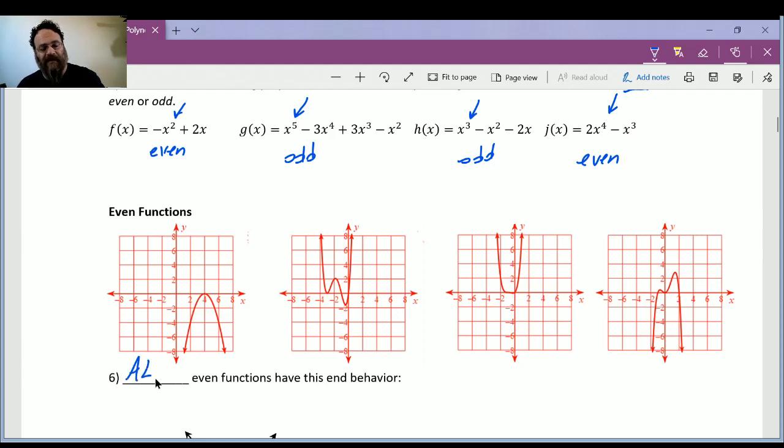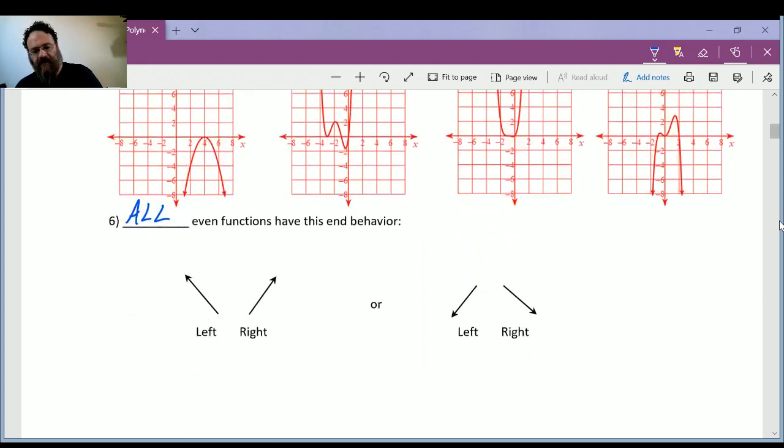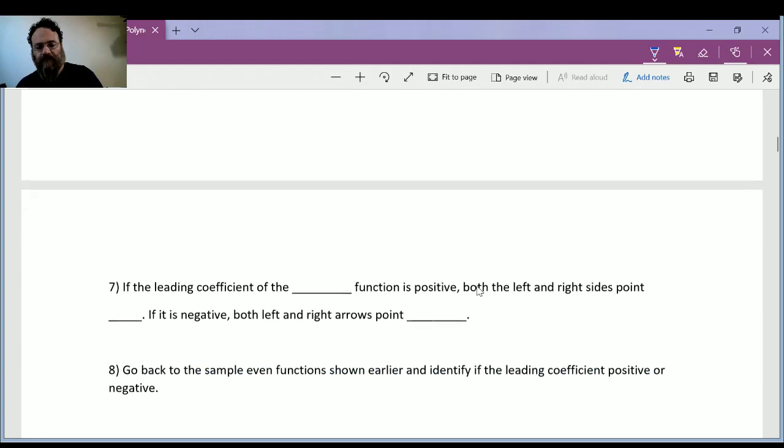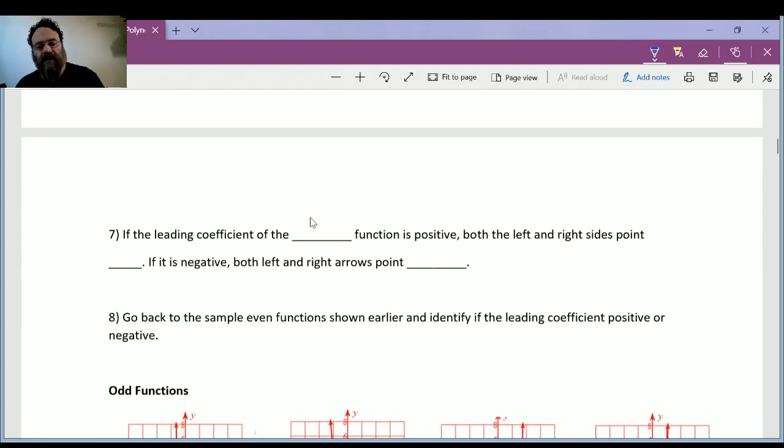All even functions have this end behavior. They're either both pointing up and up or down and down. End behavior is either both up or both down. If the leading coefficient of the even function is positive, then both left and right sides point up.